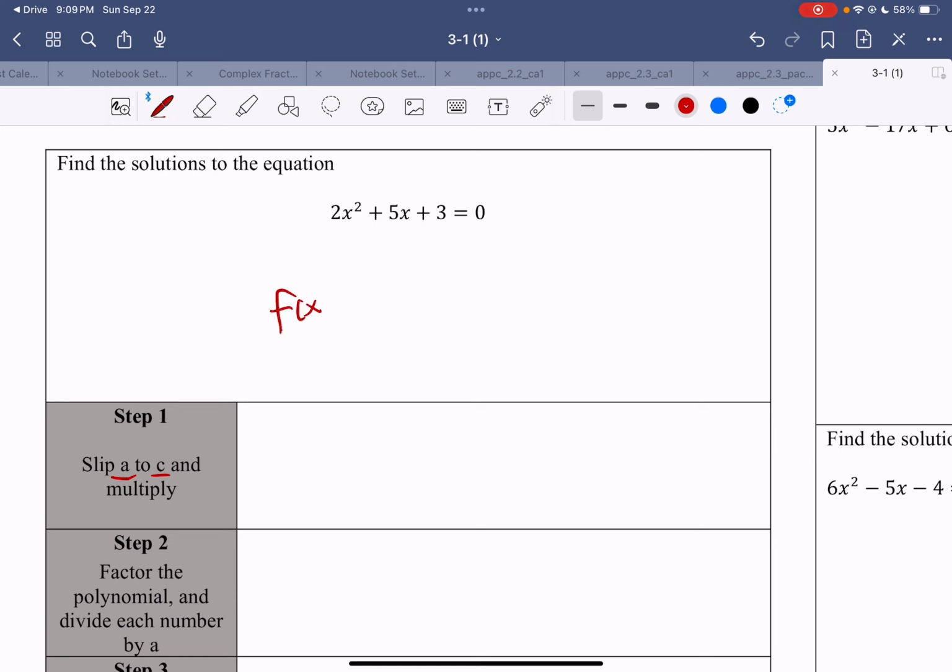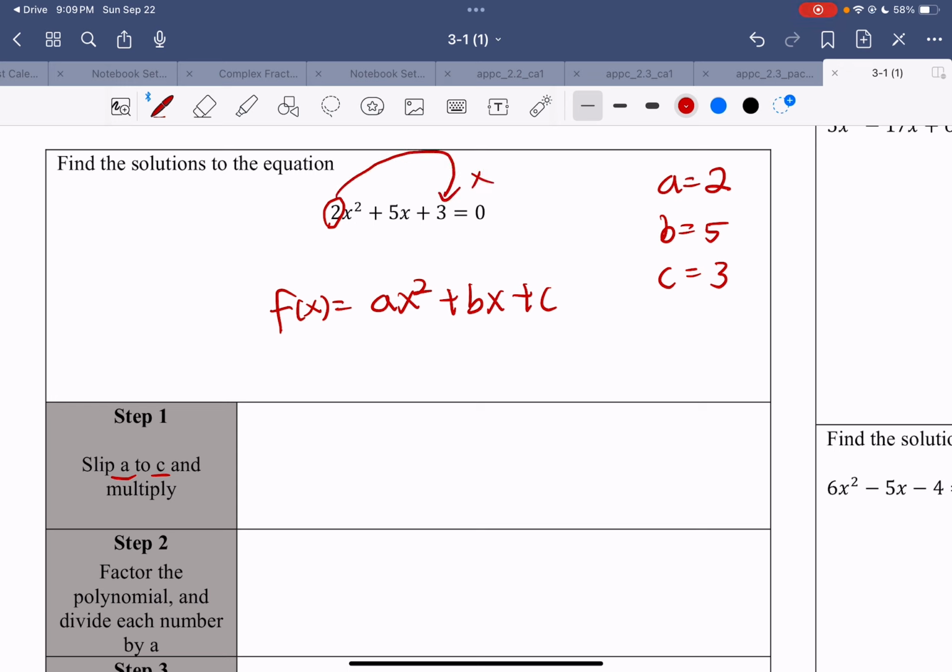So first, a quadratic equation is a standard form, which is this. Do you see a, b, c? So a means 2, b means positive 5, c means positive 3. So basically slip a to c and multiply means I'm gonna take it out and move it to the last number and then multiply. So I have x squared, since I moved 2, plus 5x plus, now 2 times 3, you're gonna get 6.